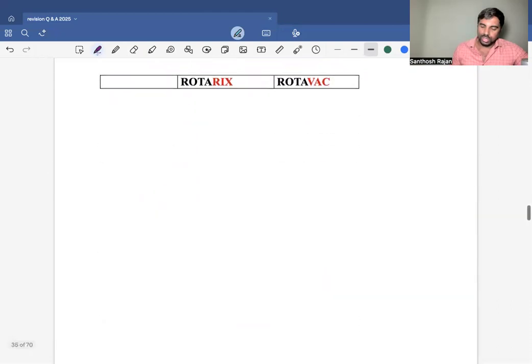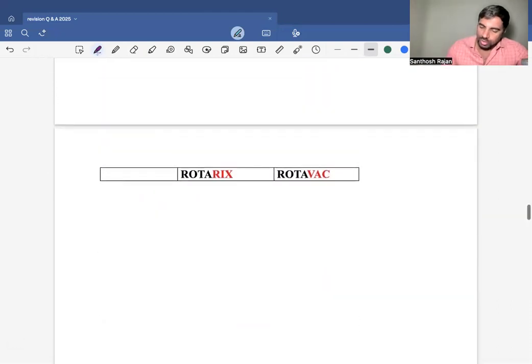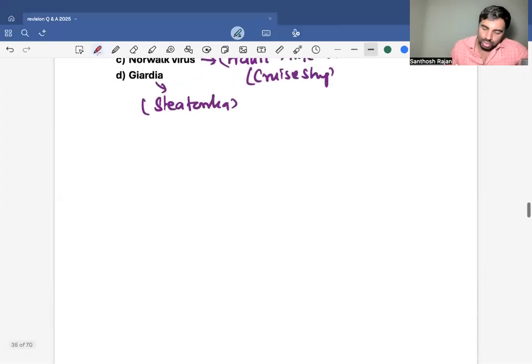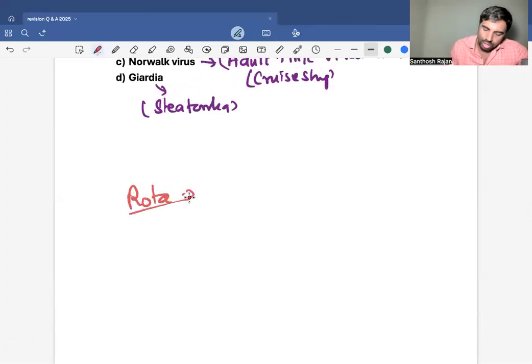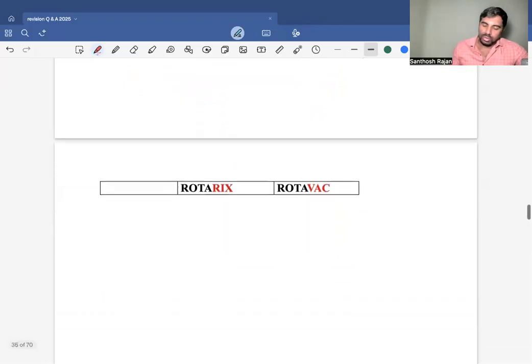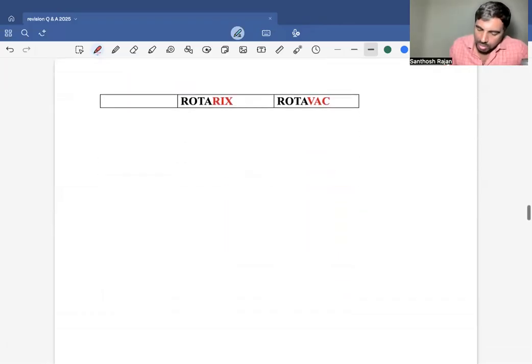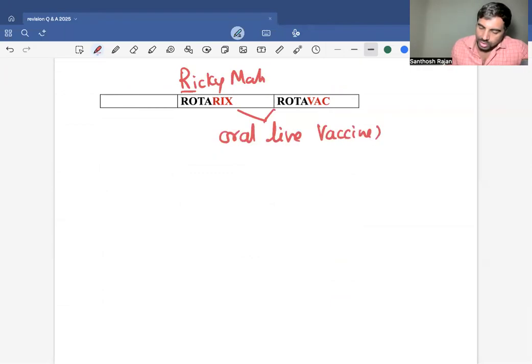One important thing is that you should know rotavirus and the rotavirus vaccines. First of all, rota means the wheel shape we already spoke about, and it is double-stranded RNA because it comes under Reoviridae. Second, it has a cartwheel appearance. Now, Rotarix and Rotavac are the two vaccines. Remember Rotarix as Ricky Martin. The common thing first of all is that both are oral live vaccines. That's the main thing.